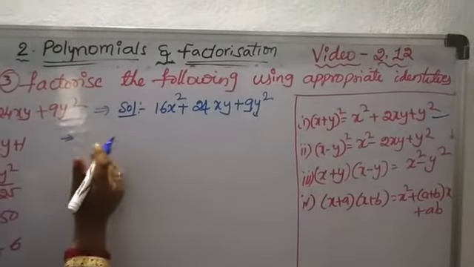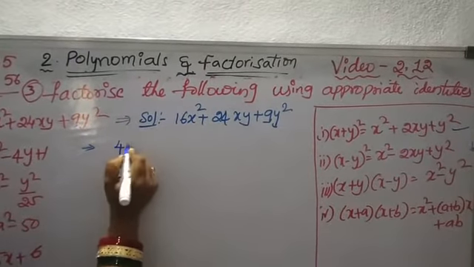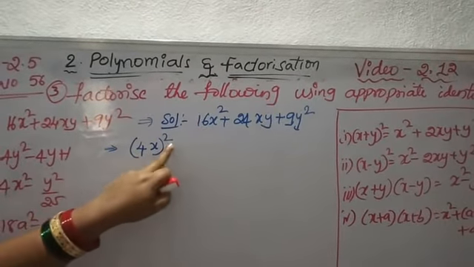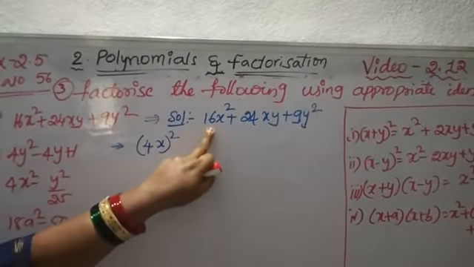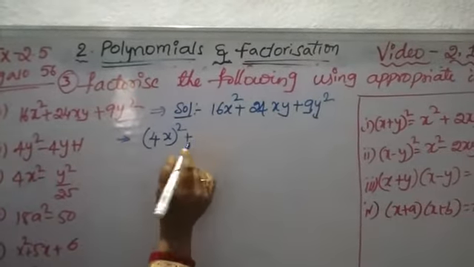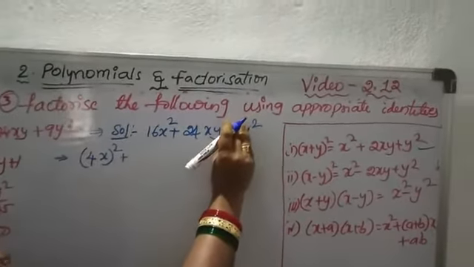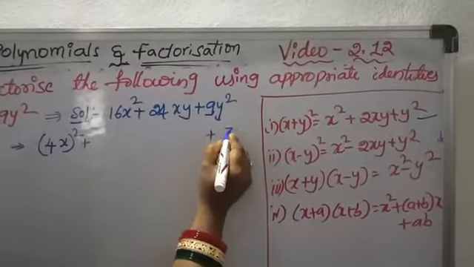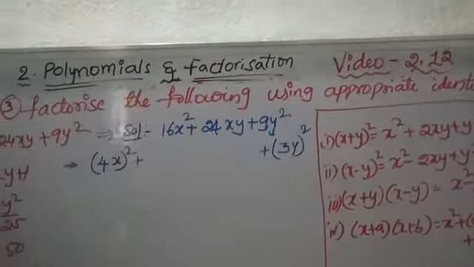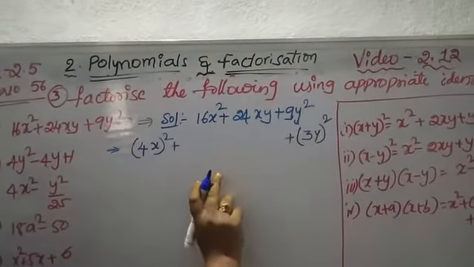So for that I have to express 16x square. 16 can be written as 4 square, so 4x whole square, right? 4 square is nothing but 16, so this is (4x) square. Leave the middle and go to the last one, 9y square. We can also write this as a total square. 9 can be written as 3 square, so (3y) whole square. 3 square means 9, y square means y square.